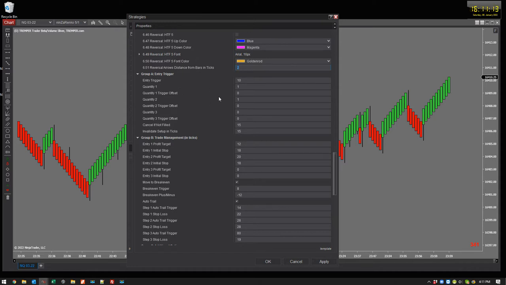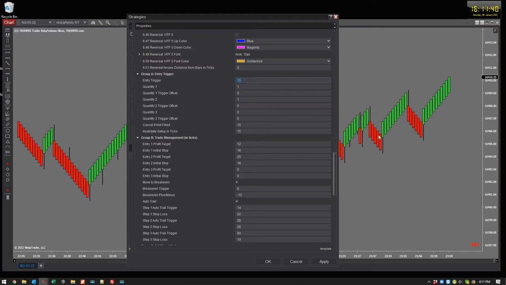Entry trigger, probably one of the most important things. Entry trigger is going to be based on the prior bar in the manual mode. So you have to have some sort of trigger for a strategy to trigger. And that trigger is what we call the entry zone, or not the entry zone, the entry trigger. And the entry trigger is X ticks, in this case 10, X ticks from the prior bar.